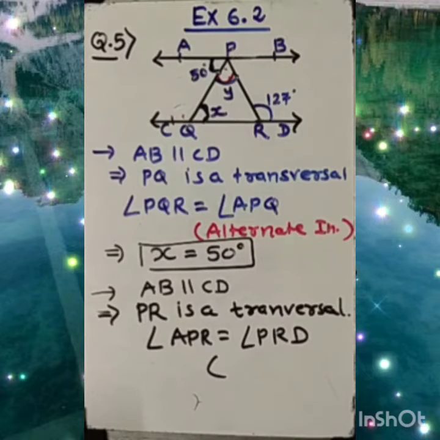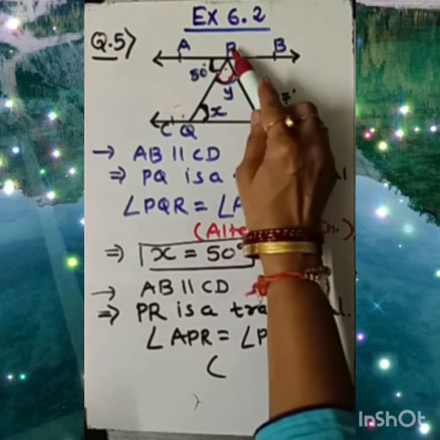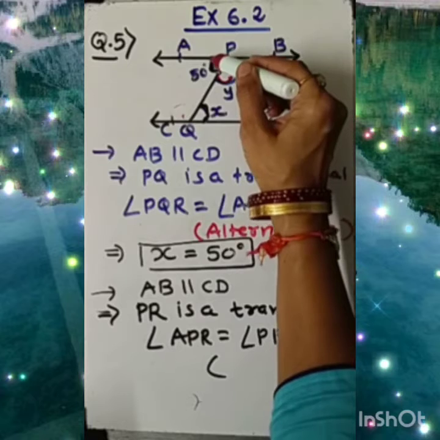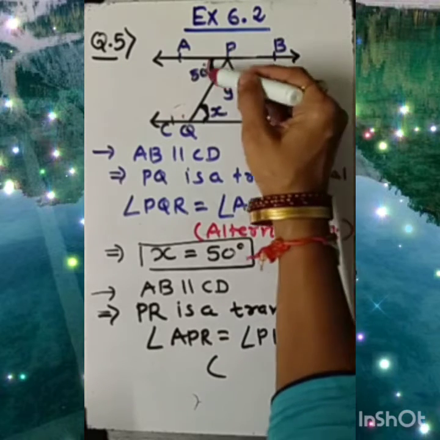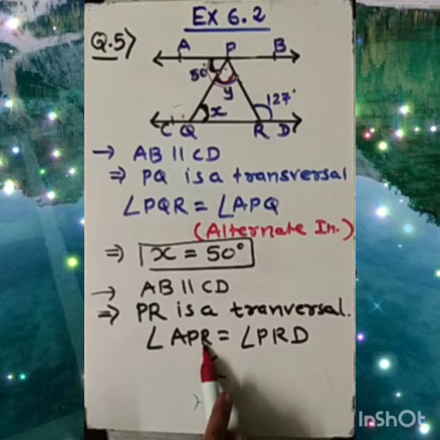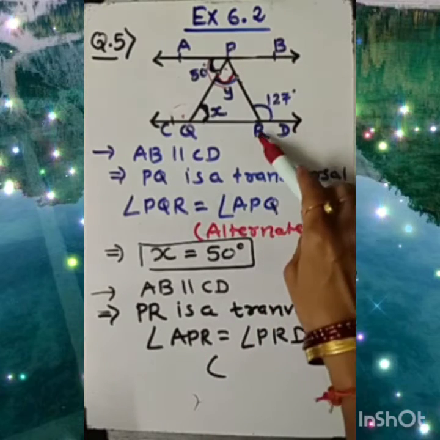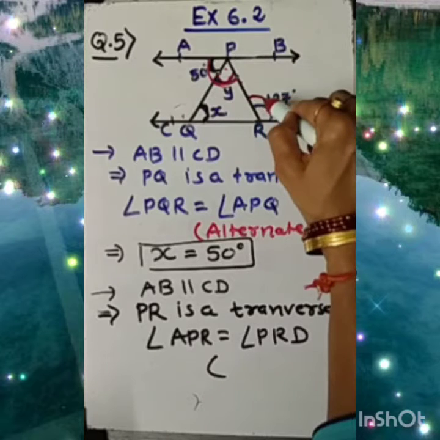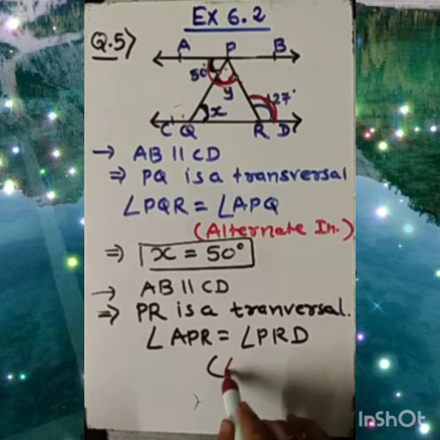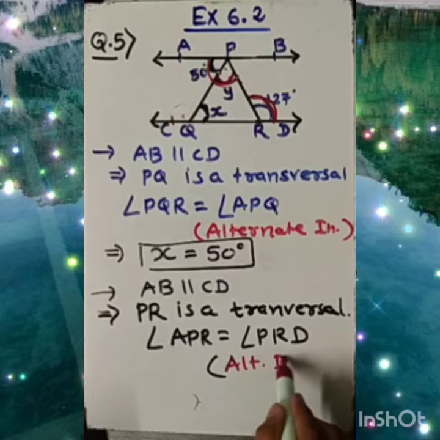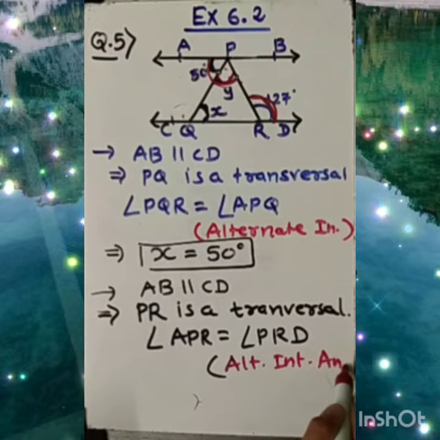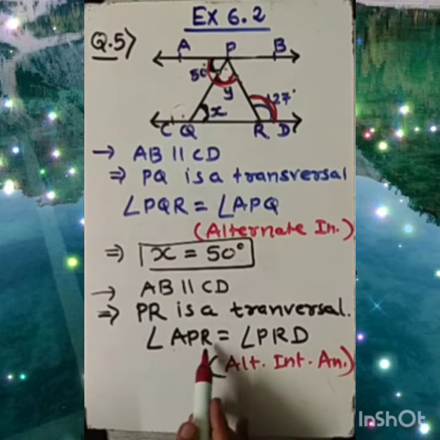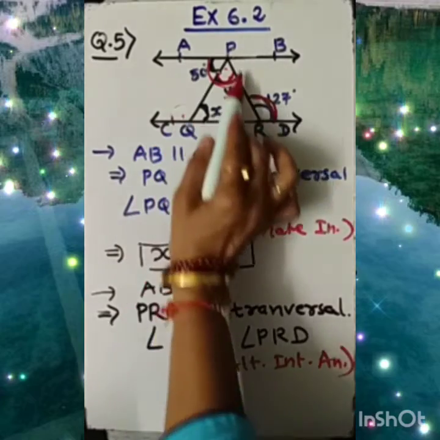You can see which are they? Angle APR. I am talking about this full complete angle APR, which will be equal to PRD. This complete portion must be equal to this complete portion. They are also alternate interior angles. Clear to you? If they are alternate interior angles, then what about APR? It is not given. APR, the full angle, is not given.